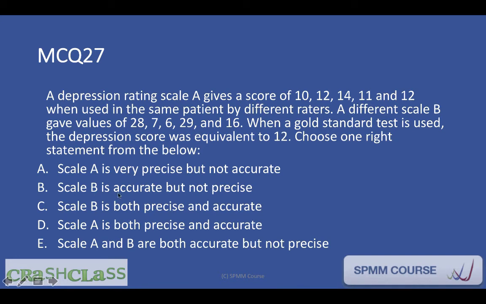Okay. Scale B is accurate, not precise. Scale B is not precise, clearly. The range is 6 to 29, so it's a huge range, 23 points. And it is not close to 12 as well, so it's quite inaccurate. Scale B is both precise and accurate is wrong. Scale A is both precise and accurate is the right answer.